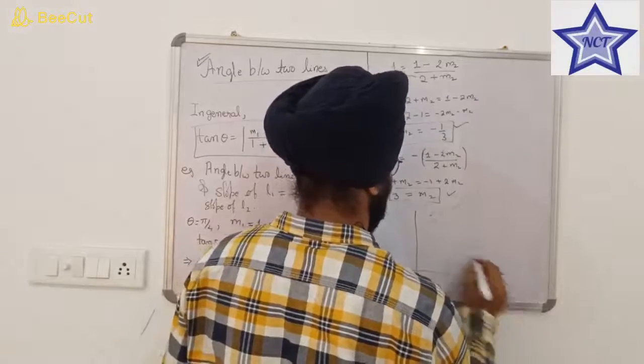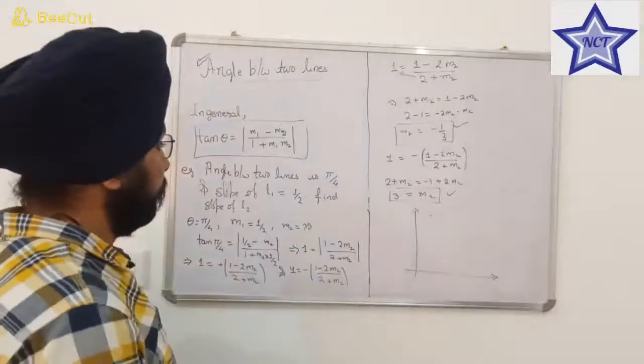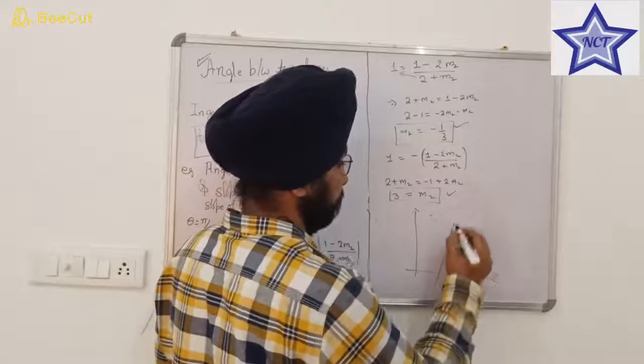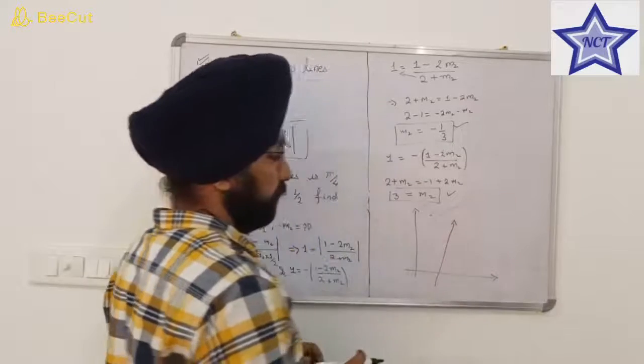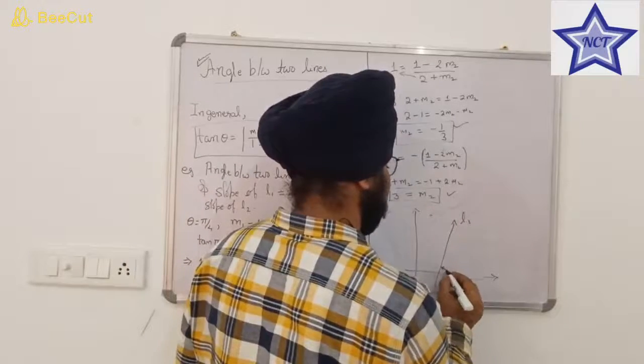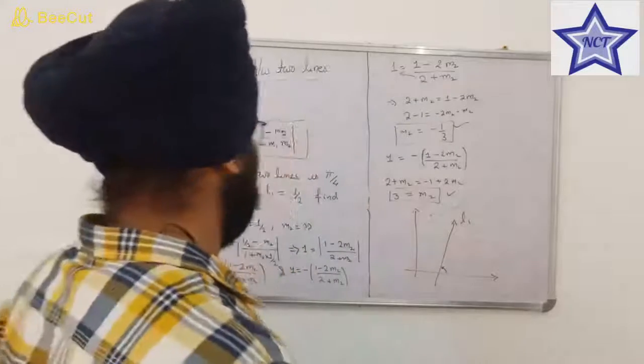How is this possible? Let us draw it on a graph. For line 1, the slope is 1 by 2. Let us represent it here. It is line 1. I am just drawing a general line, not exact. Line 1, slope 1 by 2.